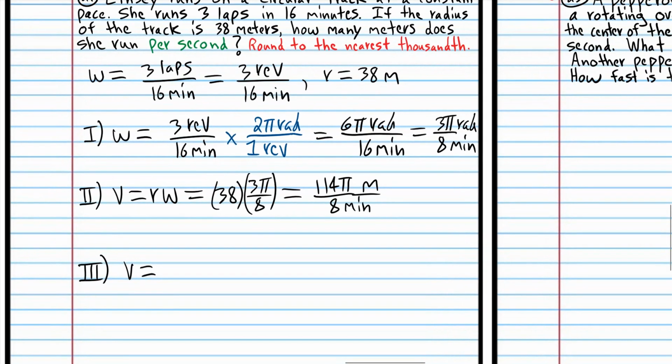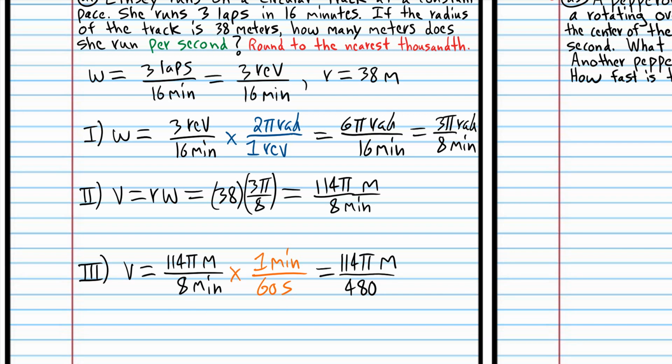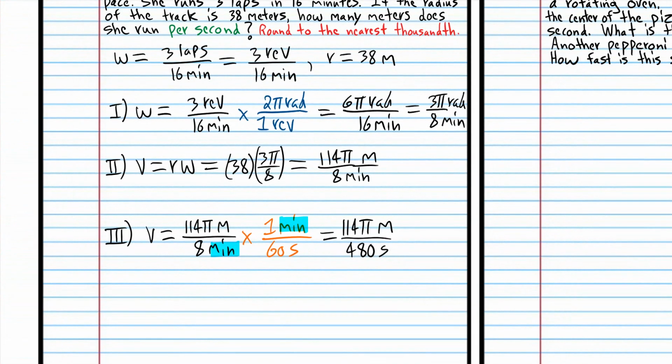So linear velocity is equal to 114 pi meters in 8 minutes. And we're going to convert that to meters per second. So there's 1 minute for every 60 seconds. Multiply those and we get 114 pi meters. 114 pi times 1 is 114 pi. And 8 times 60 is 480. The minutes cancel out and we're left with seconds in the denominator. And it says to round to the nearest thousandth. So 114 times pi, enter, and divided by 480, and then enter.